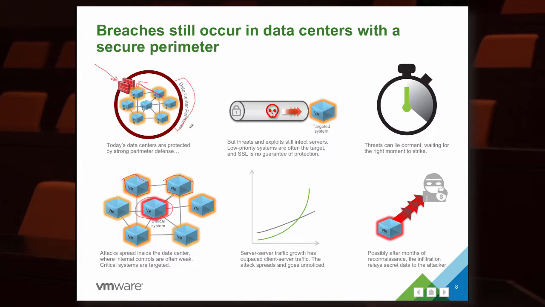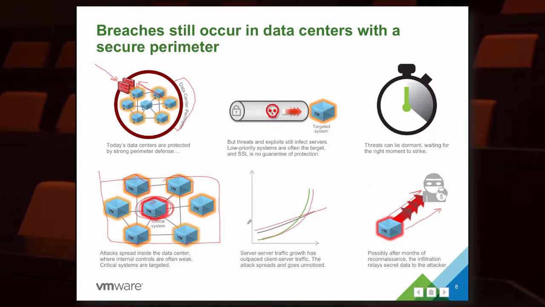And we also have threats that might be lying dormant. You could have an attacker that is leveraging reconnaissance for months and then relaying secret and important data back to the attacker, all because this one system was sitting unprotected inside of a data center. So we're seeing, because of these growths in server-to-server traffic and how it's outpaced client-server traffic, that this need for protection inside of the data center is all the more important.